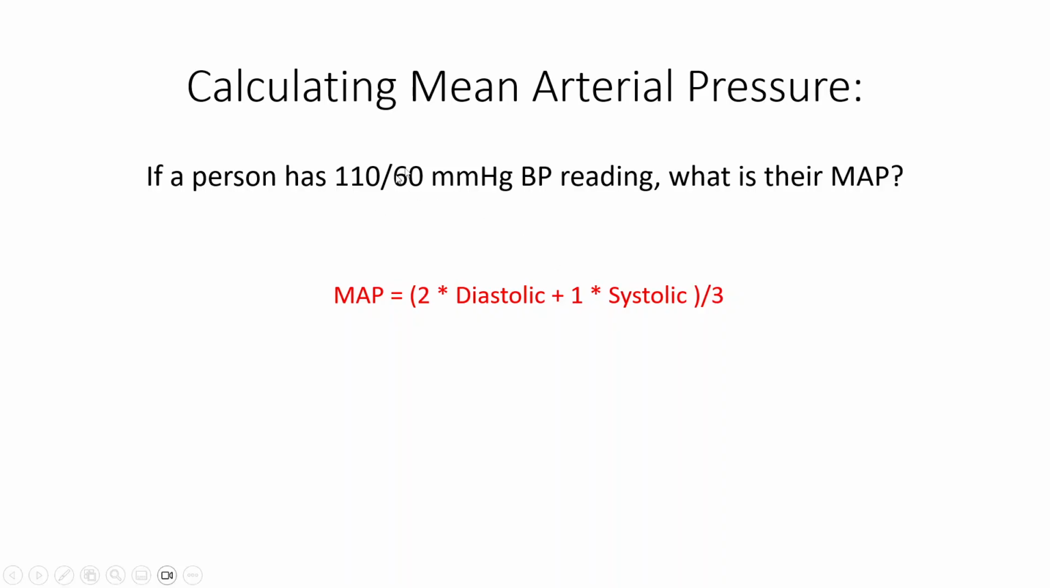So what is the diastolic pressure? Is this, right? The lower one, plus 1 into the systolic pressure, which is this one. Basically, when your ventricles are in systole, that's your systolic pressure of your blood, divided by 3. So that's what it is. So if you were to calculate this, how much would it be, right? So you have 2 into 60 plus 110 divided by 3. So this person's mean arterial pressure is 76.6.